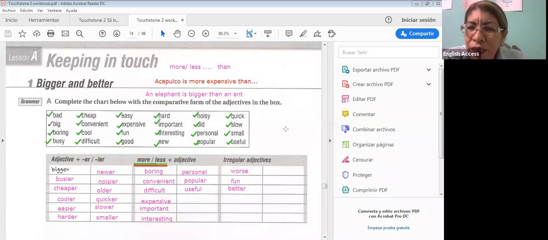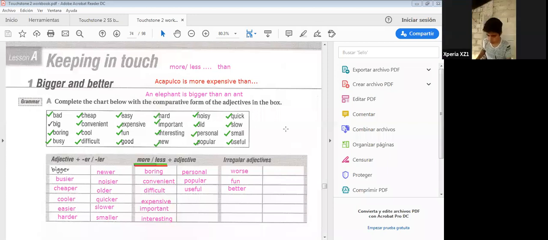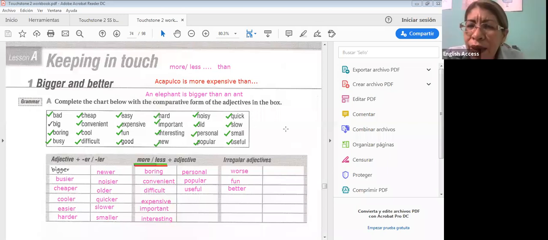Yeah. My dog is smaller than Bonnie. Okay, my dog is smaller than your pony. Okay, correct. That's good.